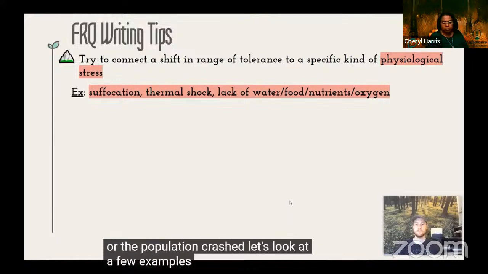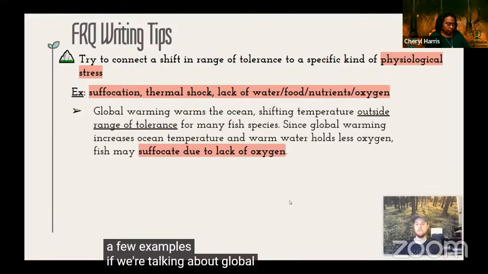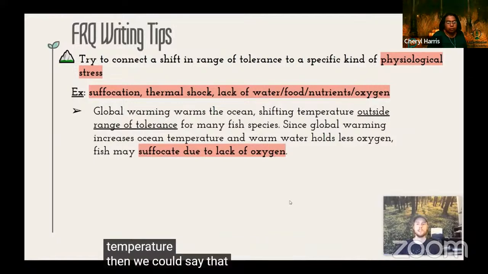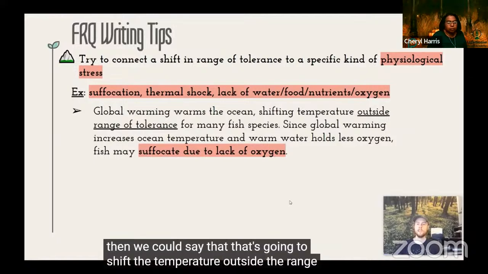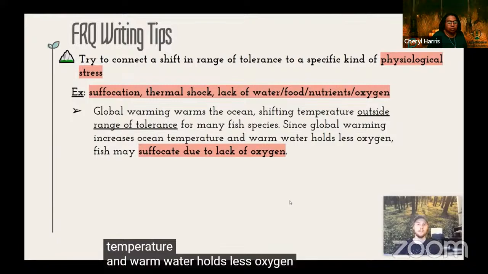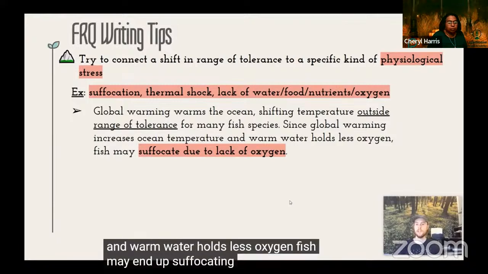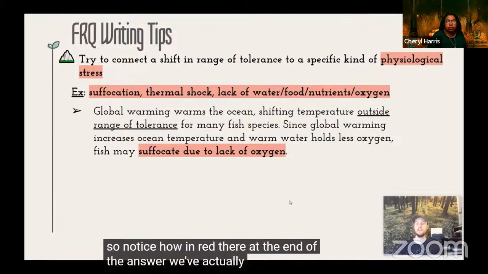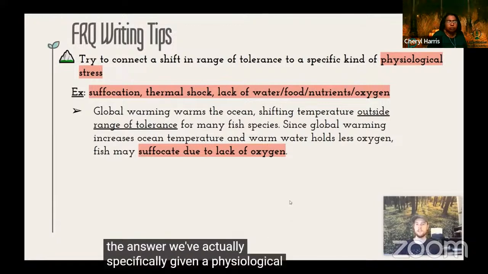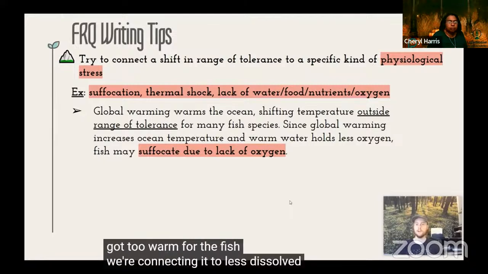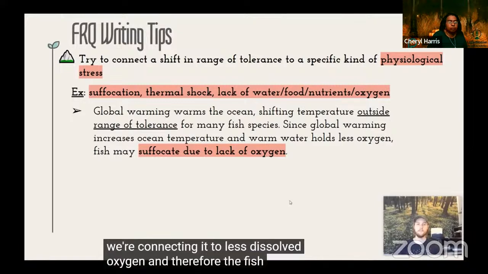Let's look at a few examples. If we're talking about global warming, we could connect that to a rise in ocean temperature. Then we could say that that's going to shift the temperature outside the range of tolerance for a fish species. And since global warming increases water temperature and warm water holds less oxygen, fish may end up suffocating due to lack of oxygen. So notice how in red there at the end of the answer, we've actually specifically given a physiological stressor. So instead of just saying it got too warm for the fish, we're connecting it to less dissolved oxygen, and therefore the fish are going to suffocate.